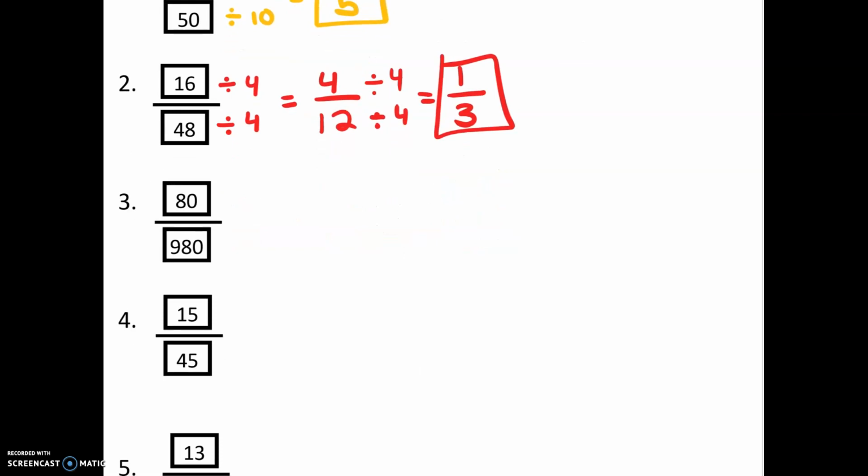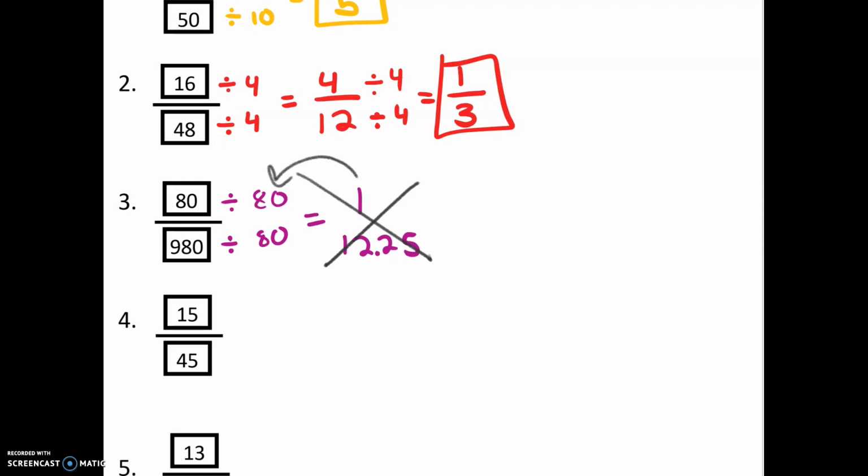So 80 and 980. I don't really know right off in my head what goes into both those. So I feel like a good guess, though, would be maybe 80. So let's divide them both by 80 and see if it works. So 80 divided by 80 would give us 1. 980 divided by 80 gives us 12.25. We don't want decimals. So if that happens, we know we chose the wrong number here. Okay, so that number did not work. So I'm going to erase this and try a different number.